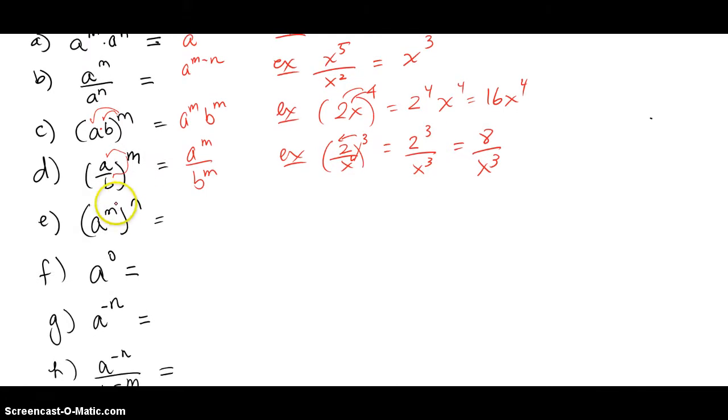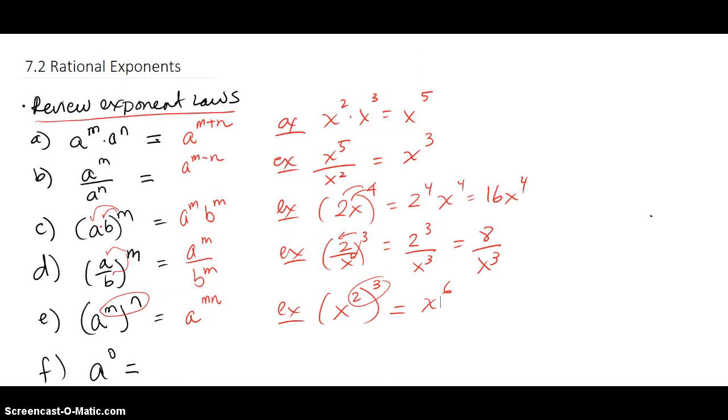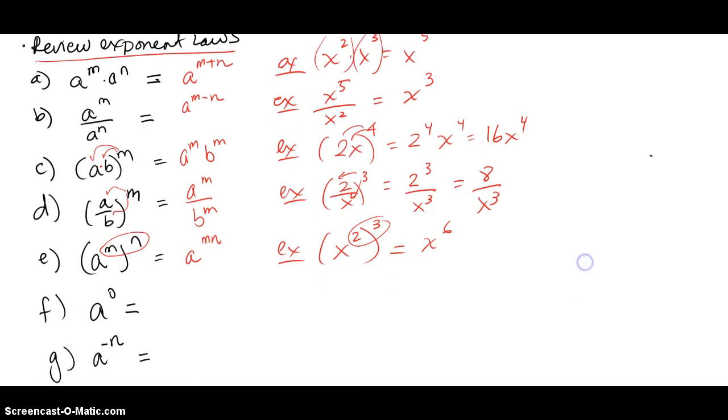Recall, if I have a power raised to another power, then the exponents actually get multiplied and I get a to the mn. For example, if I have x squared raised to the third power, then these guys multiply and I get x to the sixth. Don't confuse that with up above. If I have both of them multiplied with their own bases x, you add the exponents. 2 plus 3 is 5. Whereas if I have x squared dangling to a third power, then you multiply the exponents.